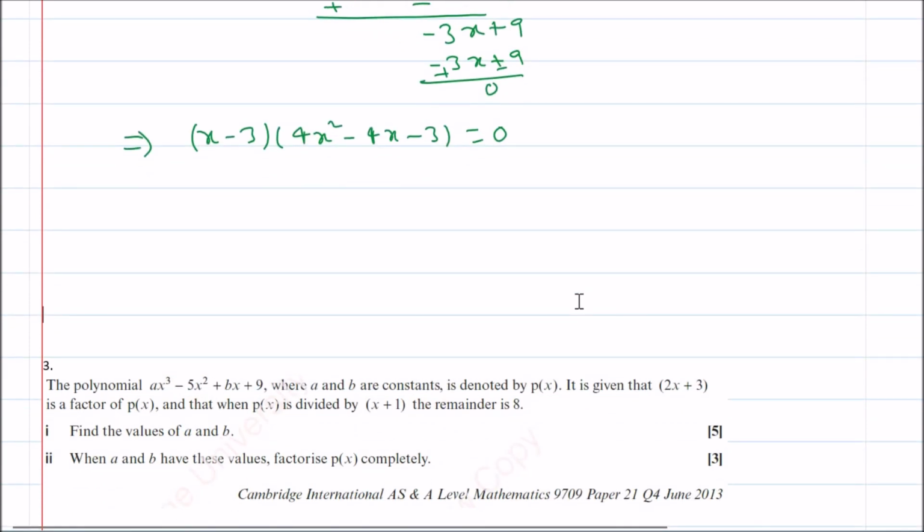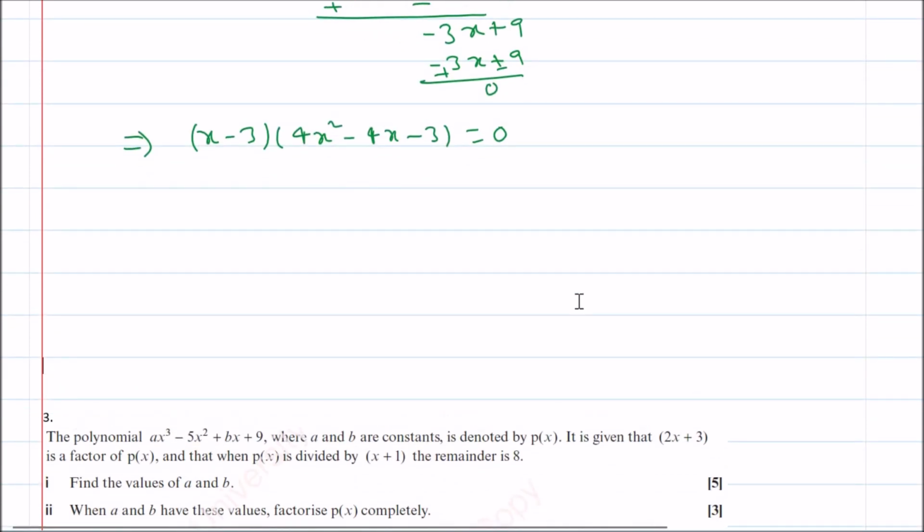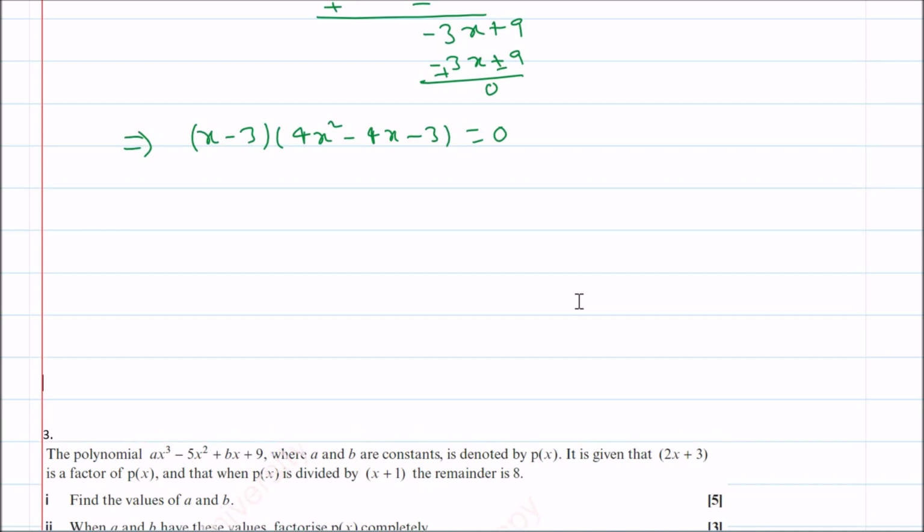Now quadratic terms also we need to factorize. So let's factorize. 4 into minus 3 we get minus 12. So first of all write x minus 3 as it is. Now we have to think about how to factorize the quadratic one. So quadratic one, for that what you need to do, 4 into minus 3 it is minus 12.